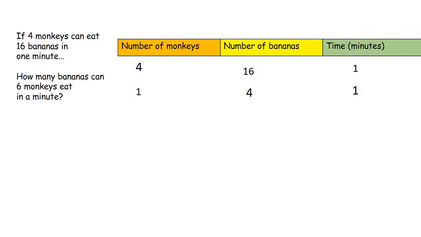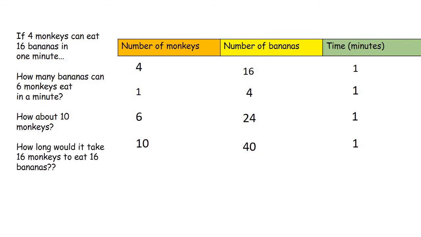So the next question asks how many can 6 monkeys eat. If 1 can eat 4 bananas, 6 will eat 6 times 4 bananas, which is 24. And then we do 10 monkeys. 1 can eat 4, so 10 can eat 10 times 4, which is 40 bananas.